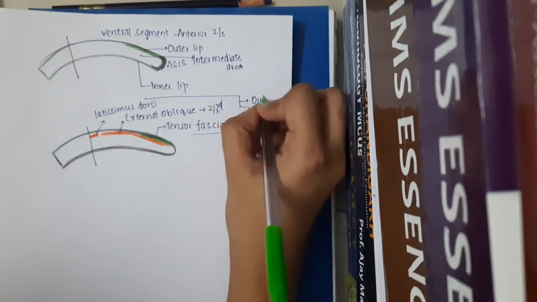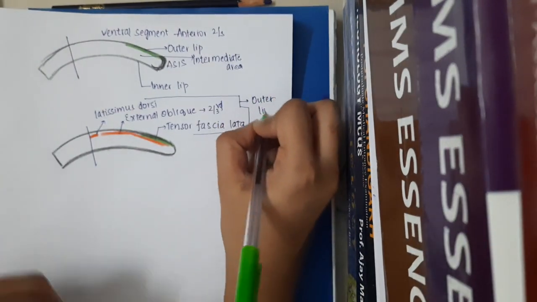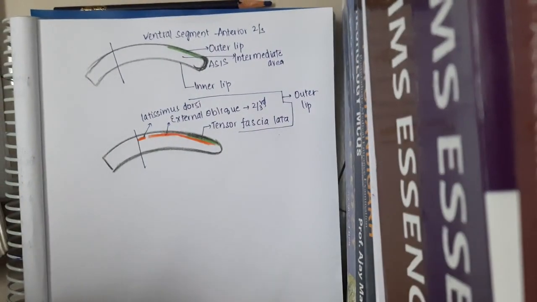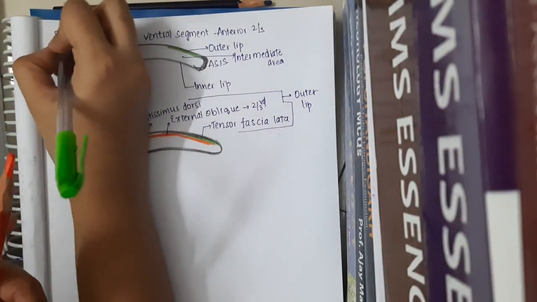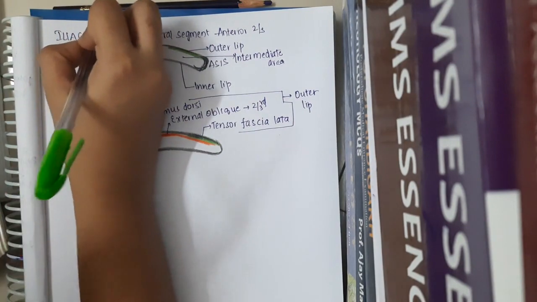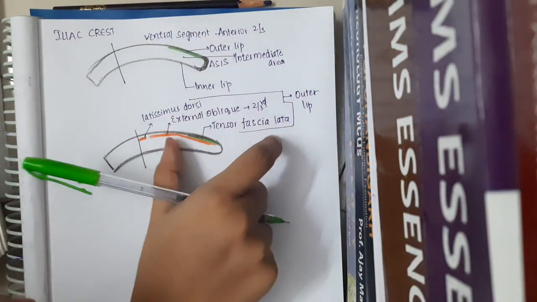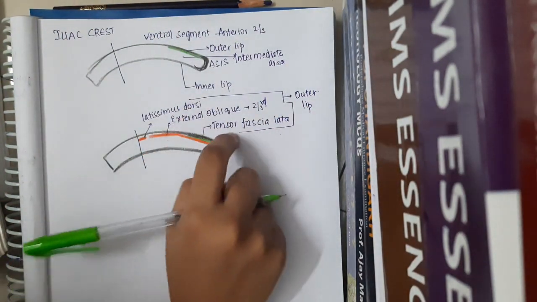are present in the outer lip of the ventral segment of the iliac crest. So what is this? This is mainly the iliac crest. So in the iliac crest, that too in the ventral segment, in the outer lip you have these.